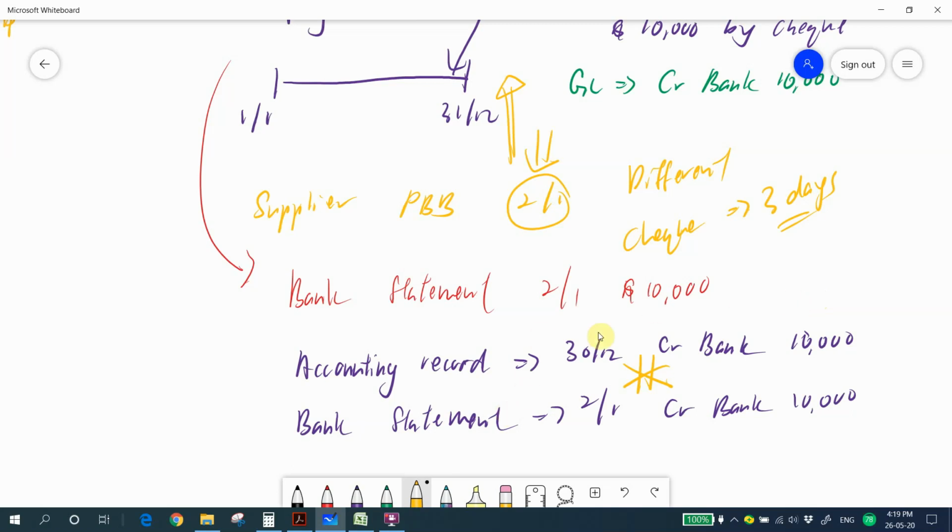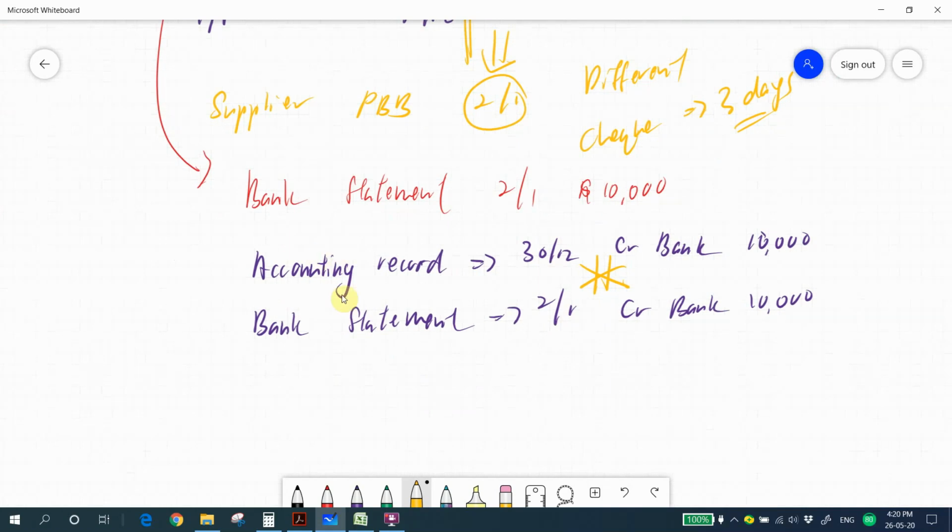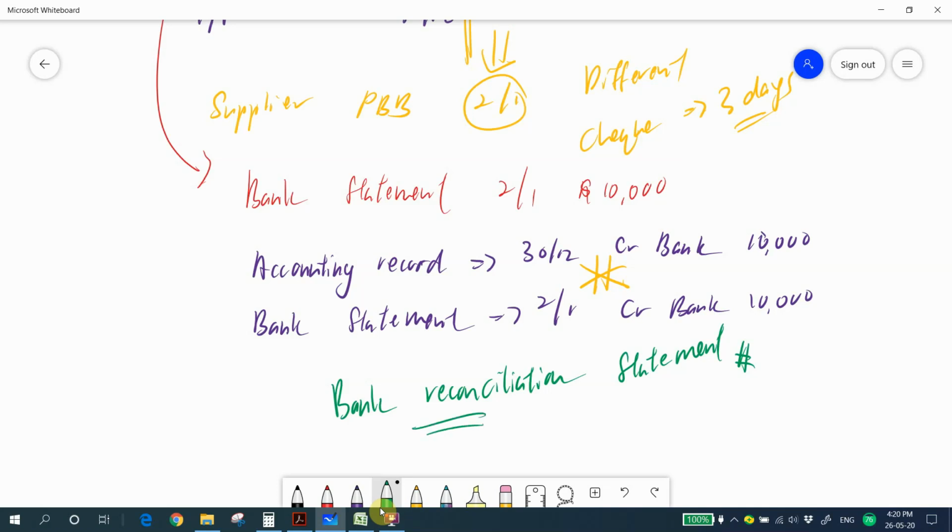So when you have a timing difference between your accounting record and your bank statement, you need a bank reconciliation statement to show the difference. This not only applies to your payment. To your collection, it will be a similar situation, whereby when your customer gives you a check and you already record it in your account, but this amount is only credited in your bank account 3 days later. So we use the bank reconciliation statement to show the difference.